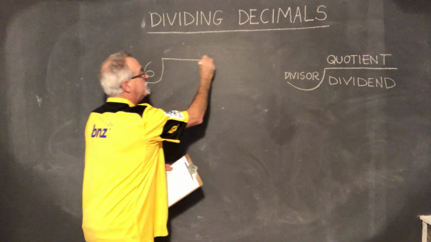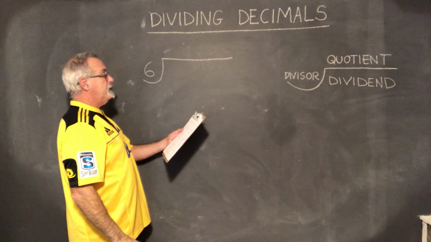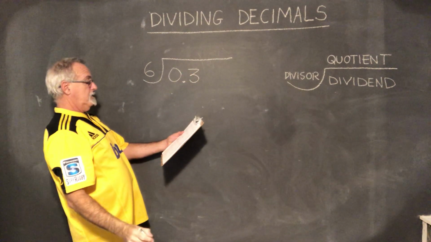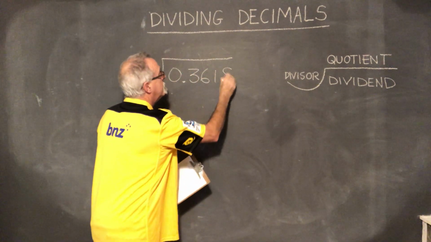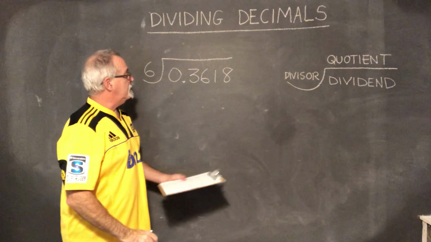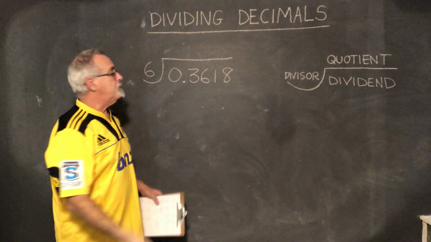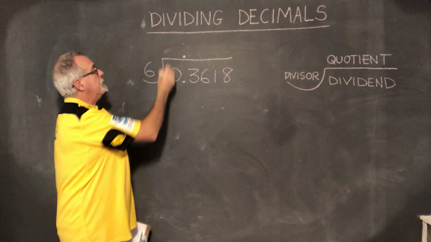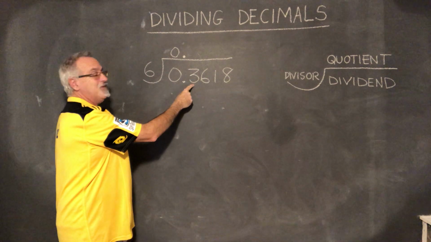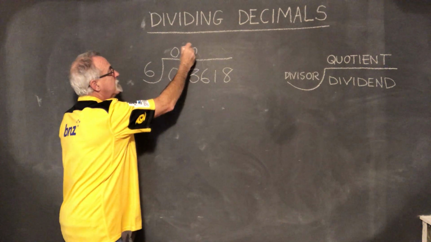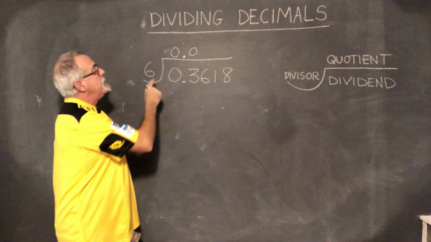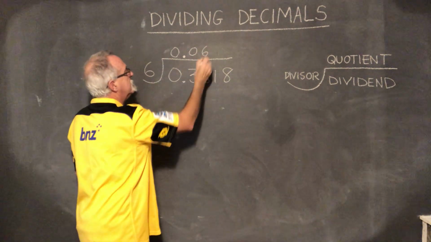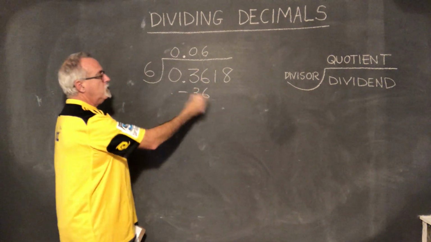6 is my divisor, and it's going to be divided into the dividend 0.3618. Let me make sure I copied that correctly. Lots of digits. Okay, so what do I do? I have a procedure. Decimal right here. 6 doesn't fit into 0, so I don't have to write anything there, or I can write a 0 there. 6 doesn't fit into 3. So I'm going to need another placeholder 0 in my quotient. But yes, 6 fits lovely into 36. 6 times 6 is 36, so I can put a 6. I've got a 36. I subtract, I'm going to get a 0, I'm finished.